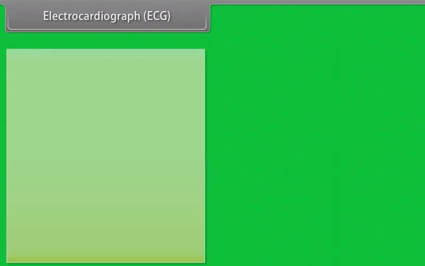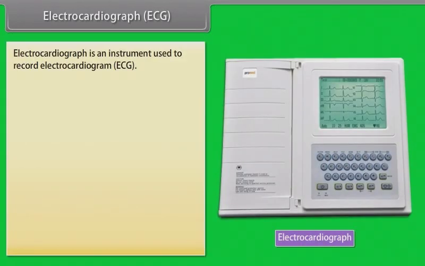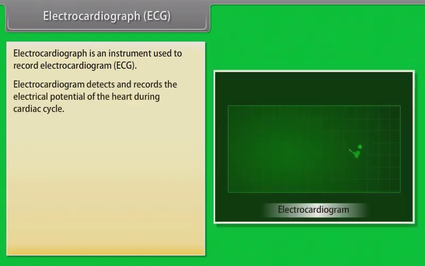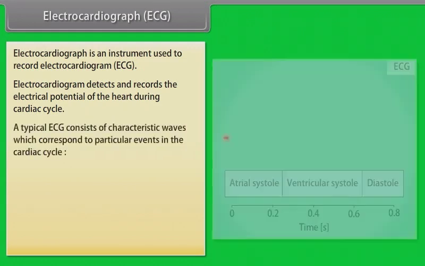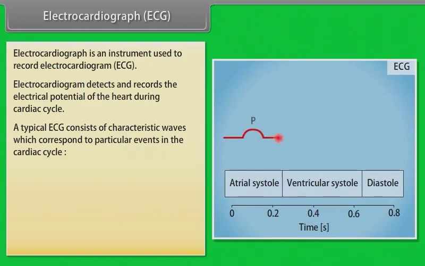Electrocardiograph, ECG. An electrocardiograph is an instrument used to record an electrocardiogram, ECG. The electrocardiogram detects and records the electrical potential of the heart during the cardiac cycle. A typical ECG consists of characteristic waves which correspond to particular events in the cardiac cycle.